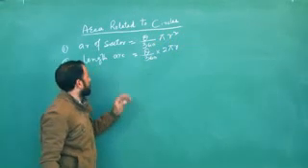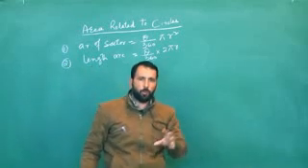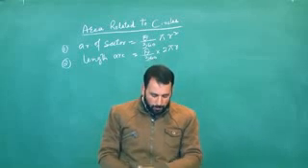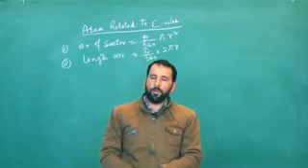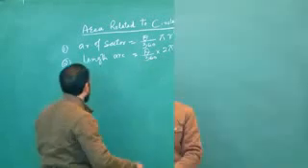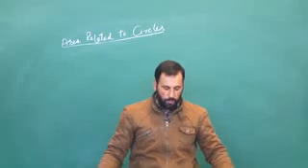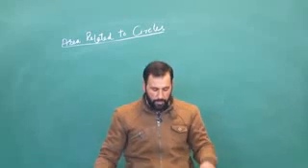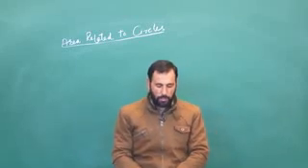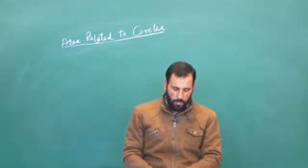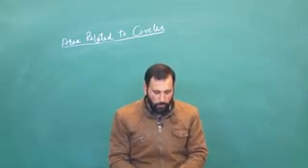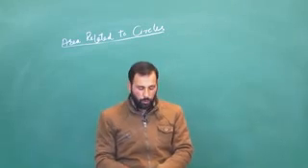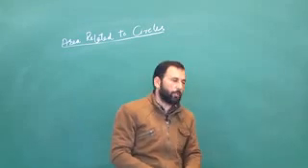On the basis of these two results, we have done exercise 12.1 and some questions of 12.2. Let us start from question number 7 of exercise 12.2. A chord of a circle of radius 12 centimeters subtends an angle of 120 degrees at the center. Find the area of the corresponding segment of the circle. In this question, we have to use pi as 3.14 and square root 3 as 1.73.